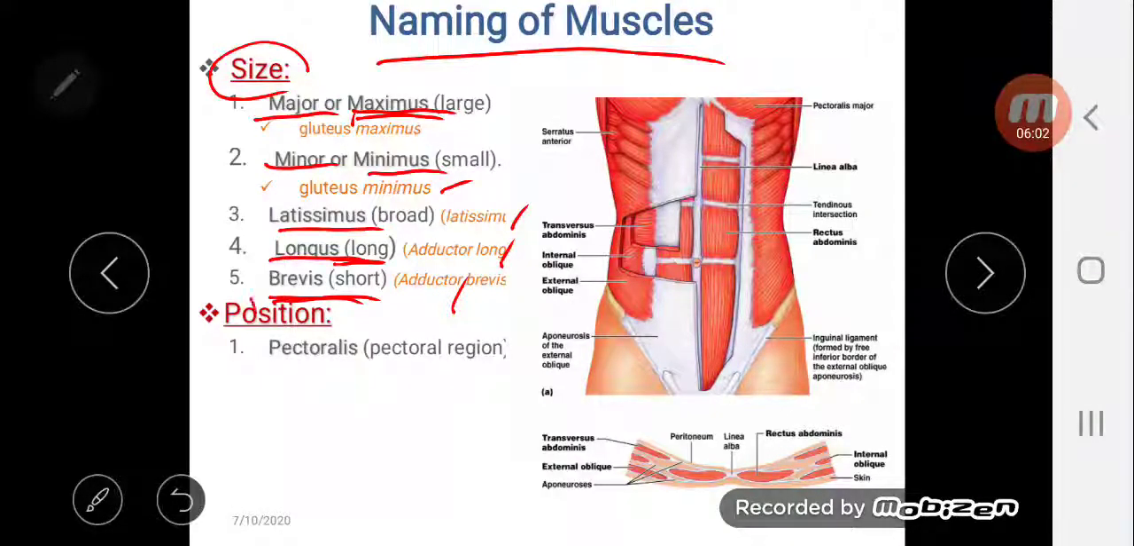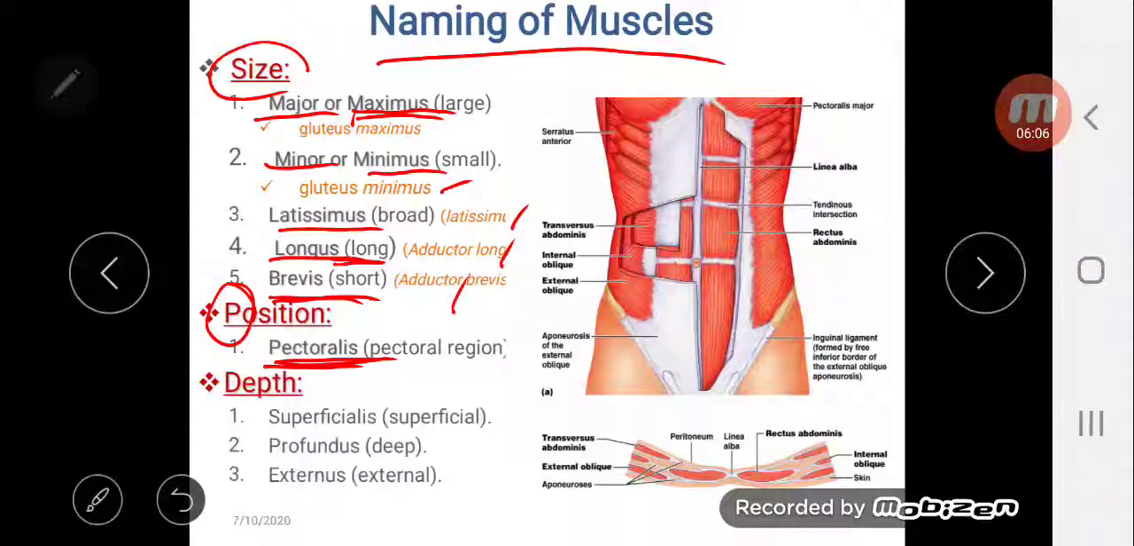According to the position, we have muscle in the pectoral area like pectoralis major and minor, and according to the depth, we have superficial like superficialis and deep like profundus. Externus means external.